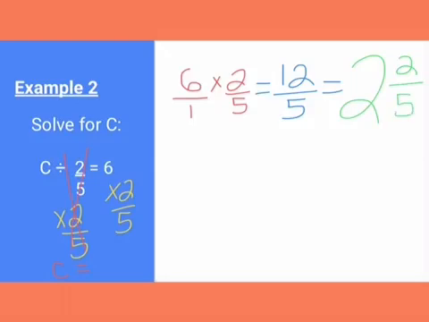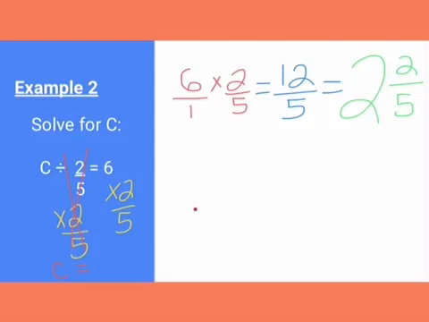As a way to check that, we know that 2 and 2/5, if we reversed it and put it back into an improper fraction, we can go around the world to check it. 5 times 2 is 10, plus 2 is 12. So that 12/5 does change to 2 and 2/5. So when we multiplied 6 times 2/5, we got 2 and 2/5.